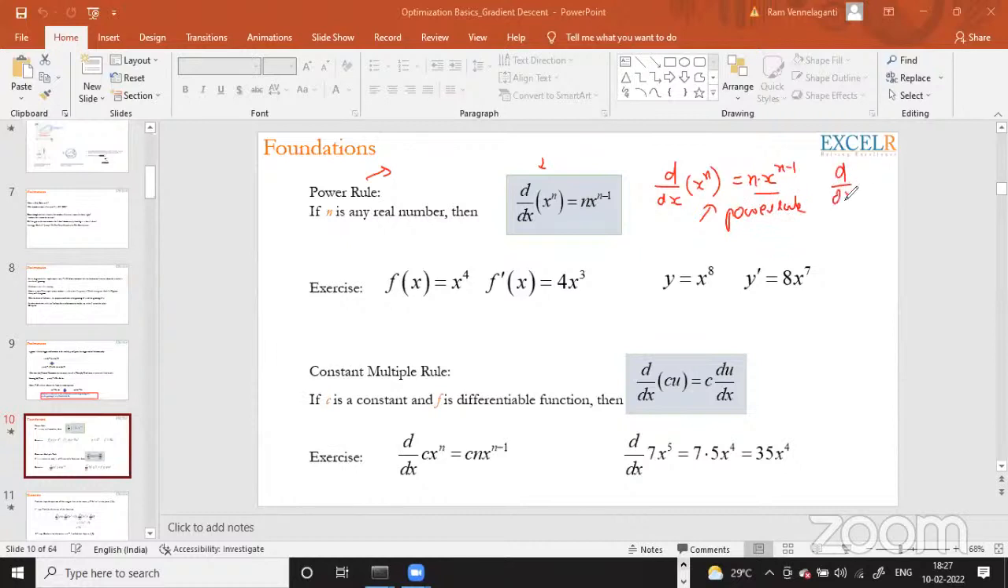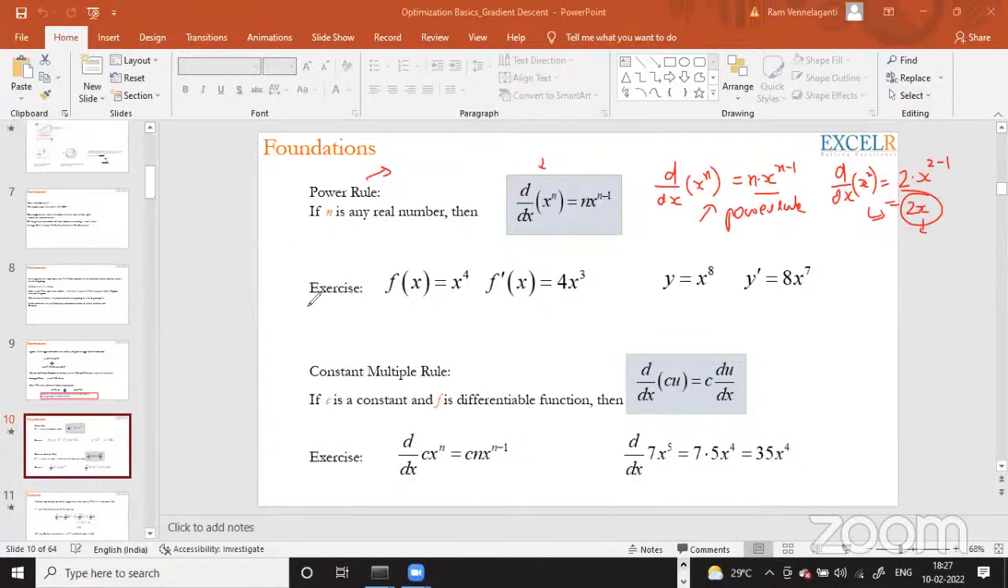So d by dx of x square can be written as 2 into x power 2 minus 1. What is the value? 2x. So derivative of x square should be 2x. This is the answer we got, using the first principle of derivatives also.